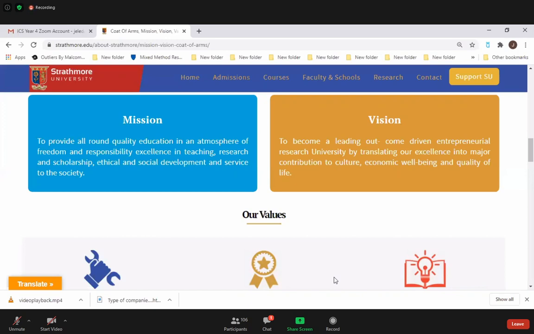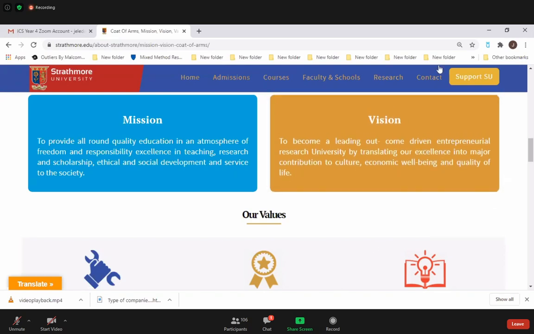Okay, so the mission: to provide all round quality education in an atmosphere of freedom and responsibility, excellence in teaching, research and scholarship, ethical and social development, and service to the society. Very good. The next one, please.